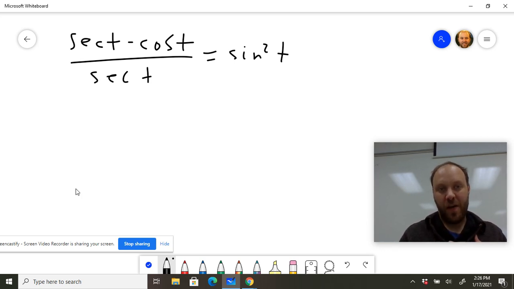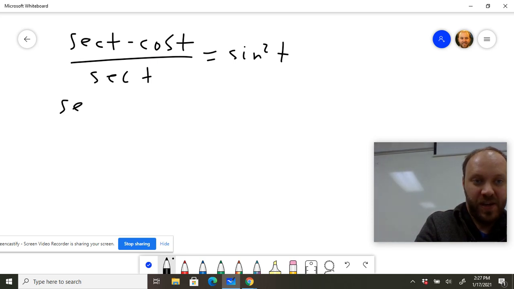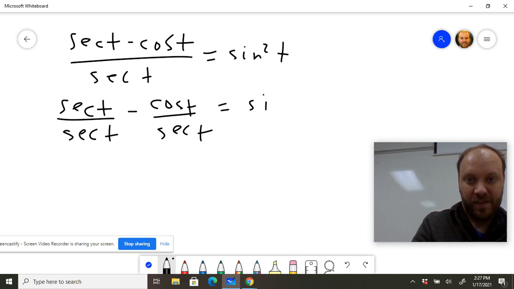My personal thought, though, is that the easiest thing to do here would be, since you have a subtraction in the numerator, remember, as long as you keep common denominators, you can break up addition or subtraction in a numerator. You can't do it in a denominator. But a numerator, you can do that just fine. So I would probably do this as secant of t over secant of t, which of course is just going to be 1, minus cosine of t over secant of t, and that's going to be equal to sine squared of t.